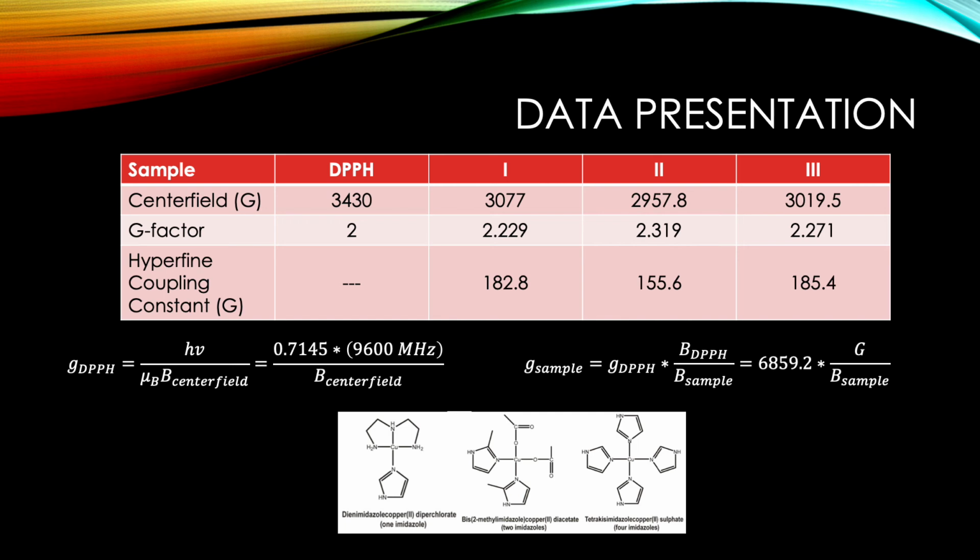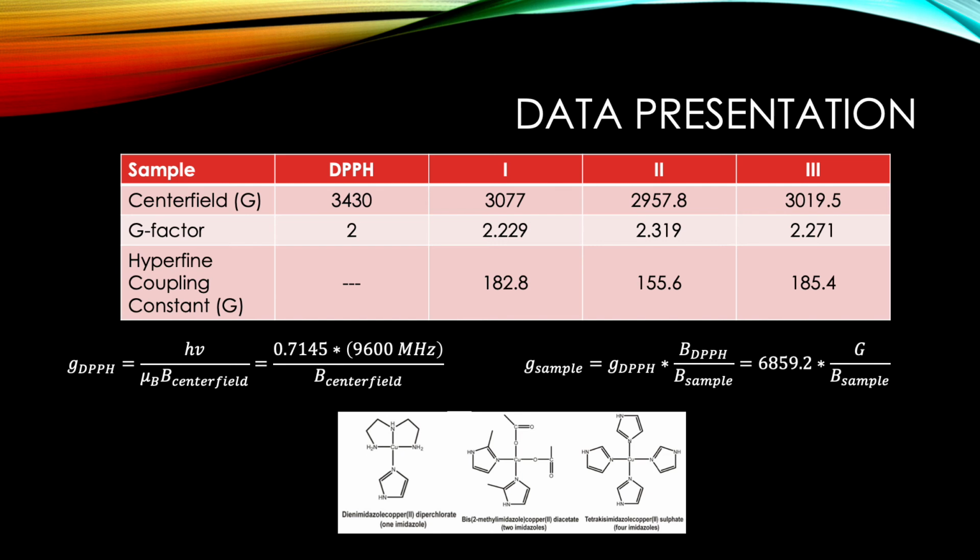Further, the hyperfine coupling constant for each sample was determined using the methods described on the previous slide. Interestingly, we observe support for our first hypothesis since substance 2 has the largest G value and substance 1 and 3 are both larger than DPPH's. This is due to the physical expansion of the copper d orbital as a result of ligand coordination by electronegative atoms.